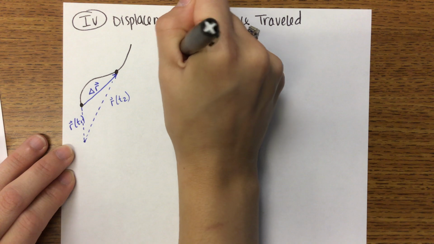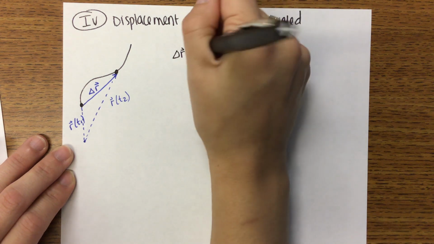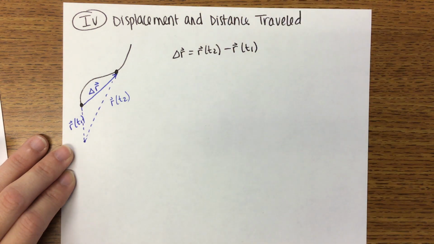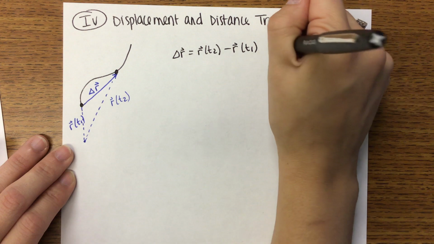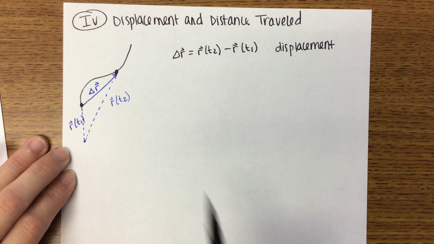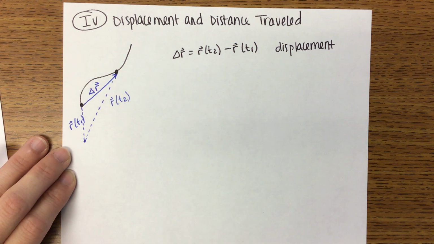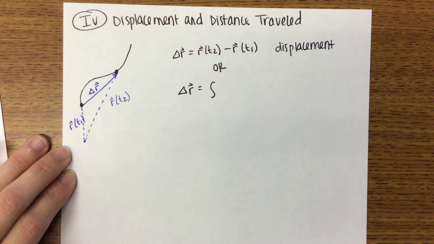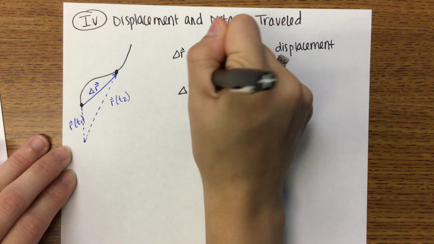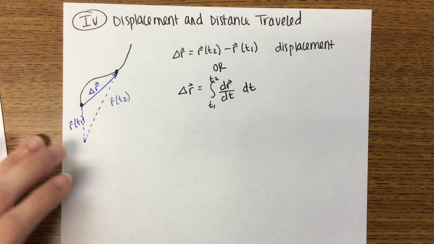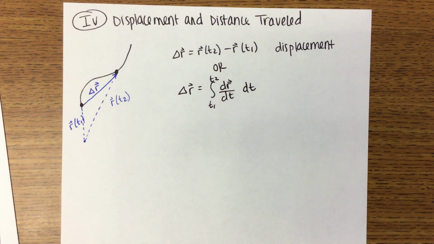Okay, so if I asked us to calculate the change in r, that would be r of t2 subtract r of t1. This is the displacement. So displacement is the difference between where you started and where you ended up. Another way to calculate this, you can integrate from t1 to t2, dr dt. So you can integrate the derivative of r with respect to t from the starting point to the ending point.